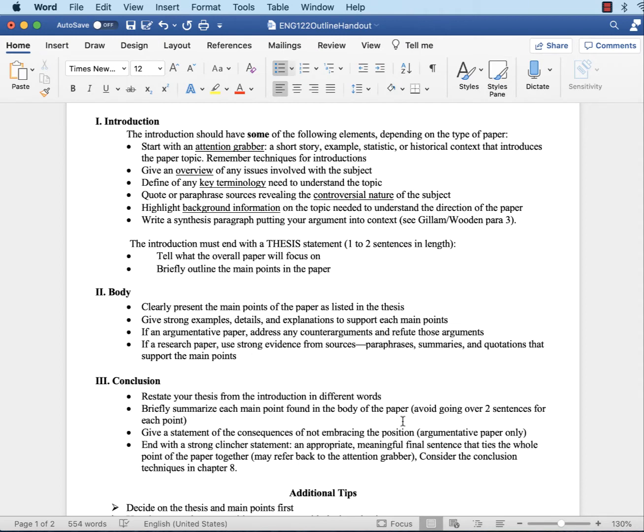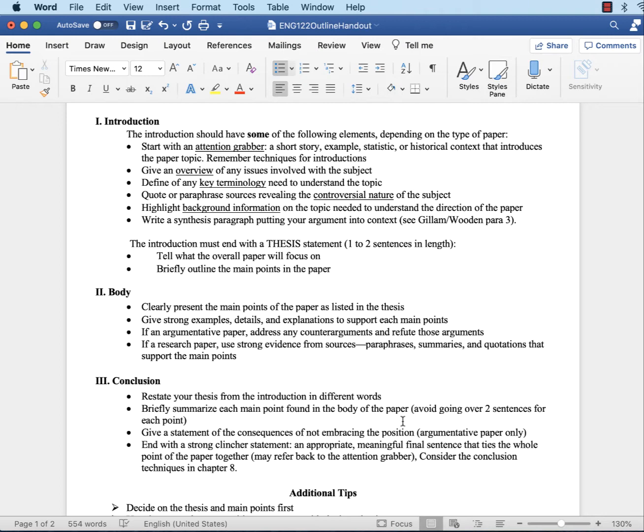So yes, you're going to restate your thesis from the introduction. Don't use the same words. Don't try and write that one sentence conclusion because that's not going to cut it. You're going to briefly summarize the main points found in the body of the paper. I would say don't go over 2 sentences for each point because then you're just relitigating your argument. Give a statement of the consequences of not embracing the position.